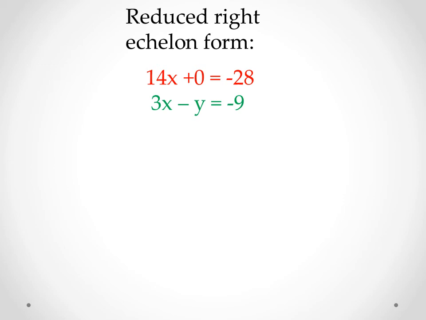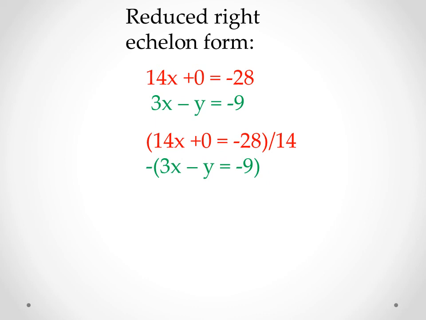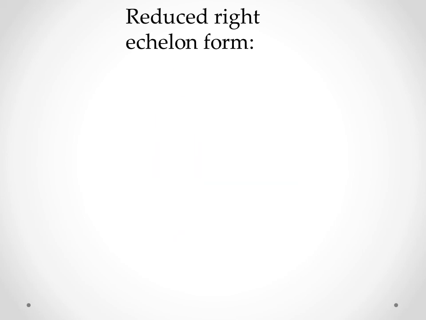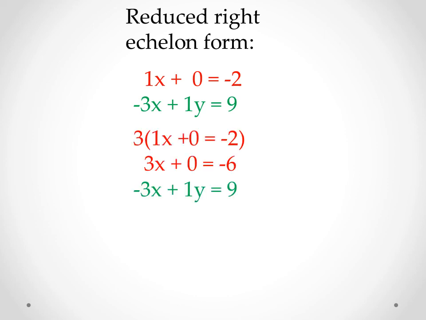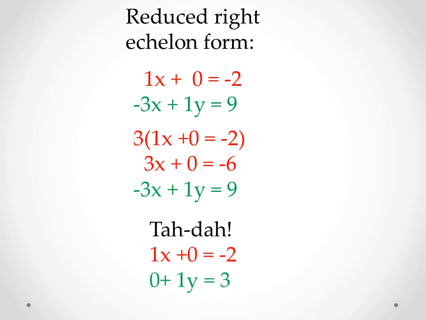And now we're going to have to get rid of the x term on the bottom. So we divide the top by 14 first to simplify it, and we end up with 1x plus 0 equals -2. Now, to get rid of the x term on the bottom, we multiply the top by 3 and subtract. We end up with 3x equals -6. And finally, 1x plus 0 is equal to -2, and 0 plus 1y equals 3.